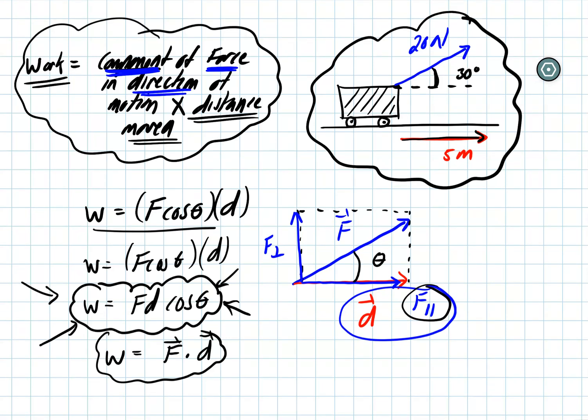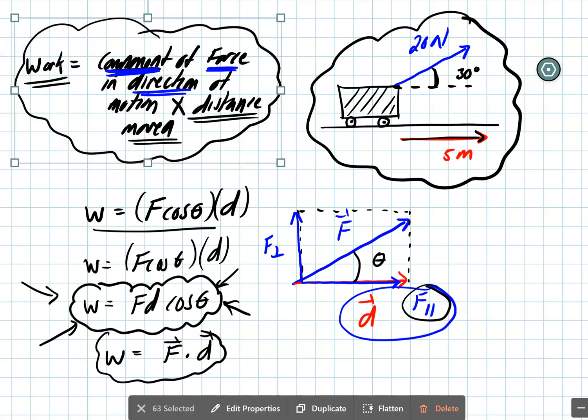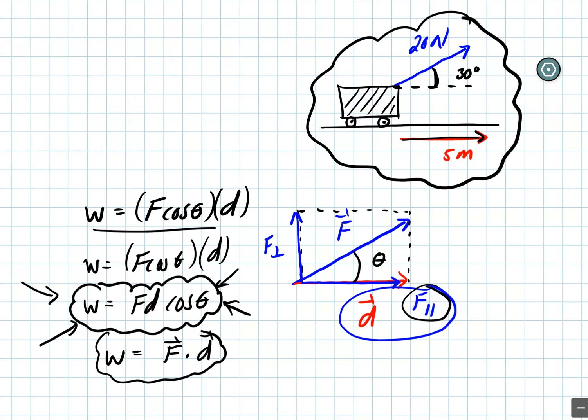So now let's quantify the work in this particular instance. I'm going to create a little workspace here. And let's quantify the work done in this particular situation. So I've got work equals FD cosine theta. The force was 20 newtons. The distance through which that force acted was 5 meters. And then we need to get the cosine of 30 degrees.